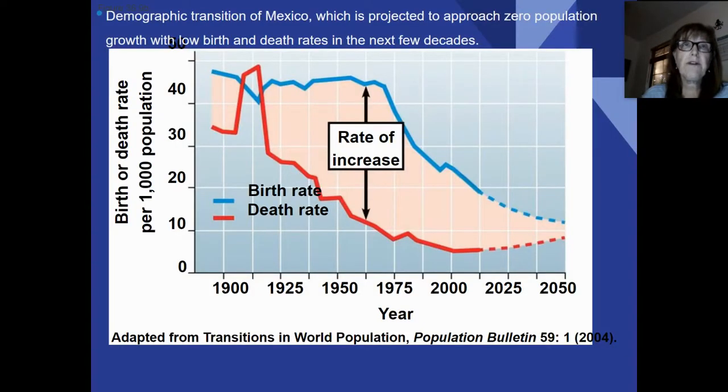Okay, so this is a demographic transition of Mexico, which is projected to approach zero population growth with low birth and death rates in the next few decades. So what we see is that in the 1960s, there was this huge difference in which birth rate was dramatically high and death rate was dramatically low. But what we see is that birth rate starts decreasing, death rate also kind of stabilizes or decreases. And we're going to see zero population growth, or that's what's projected after 2050.